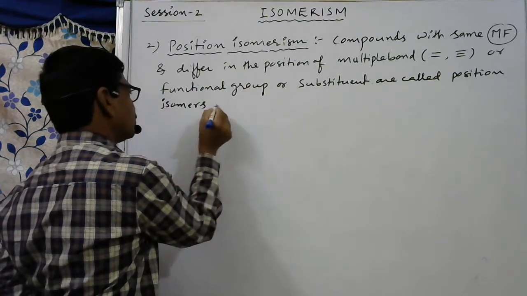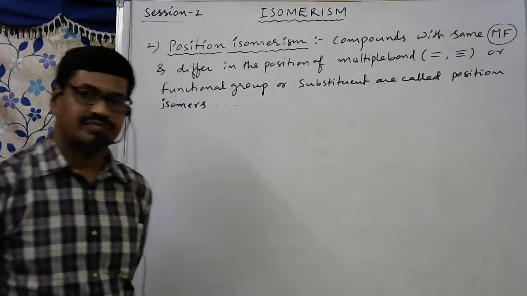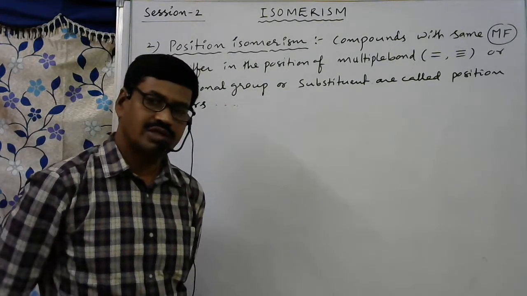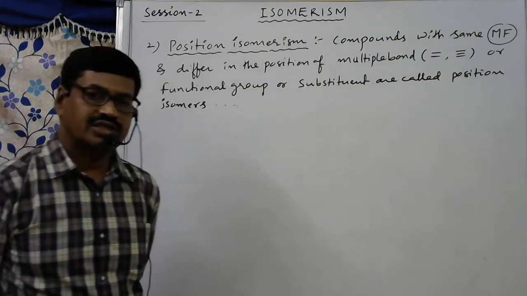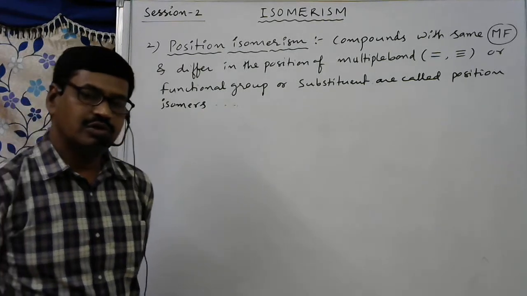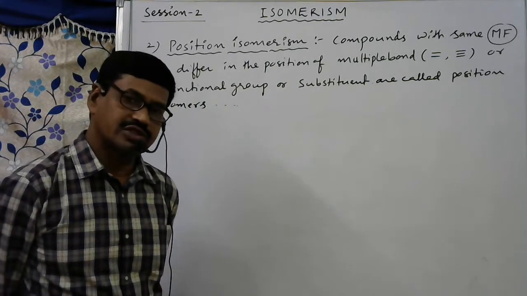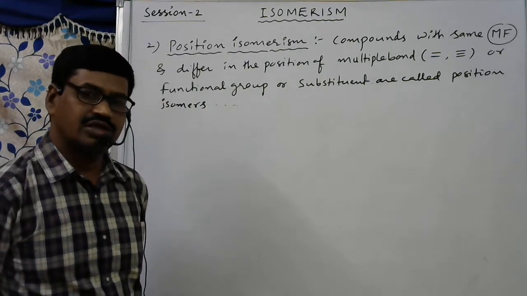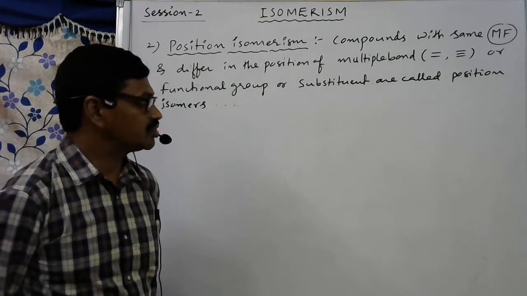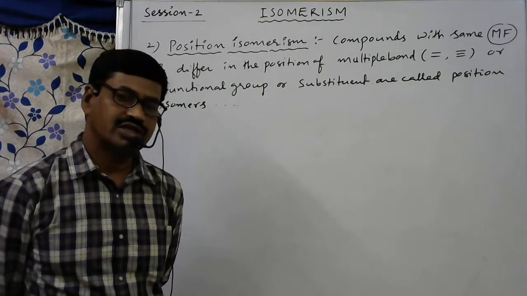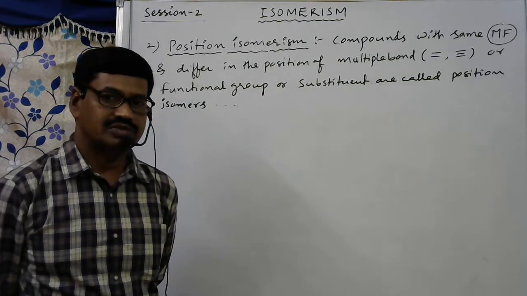And the phenomenon is called position isomerism. Compounds with the same molecular formula that differ in the position of a double bond, triple bond, functional group or substituent are called position isomers, and the phenomenon is called position isomerism.